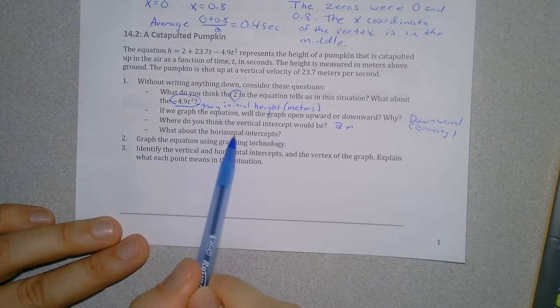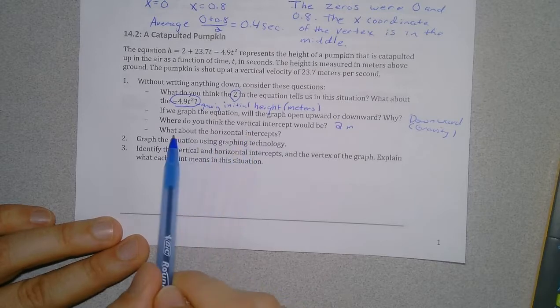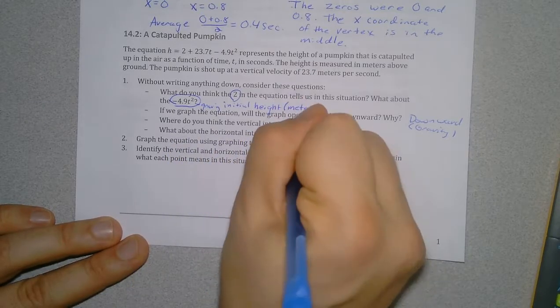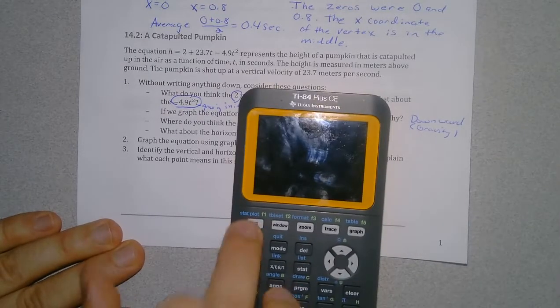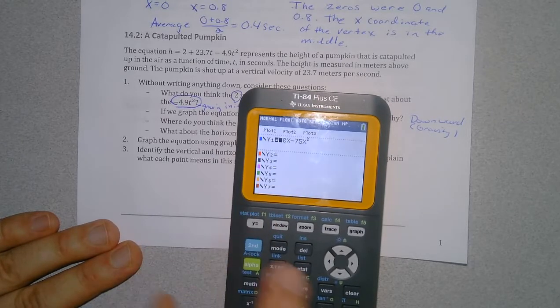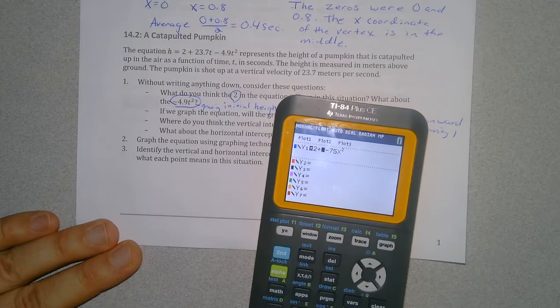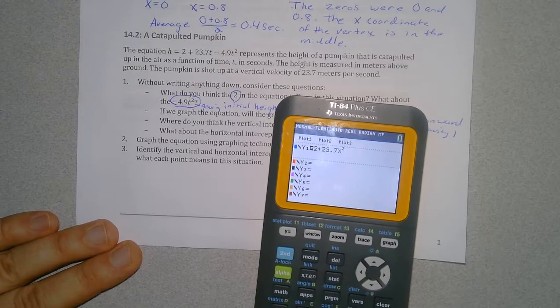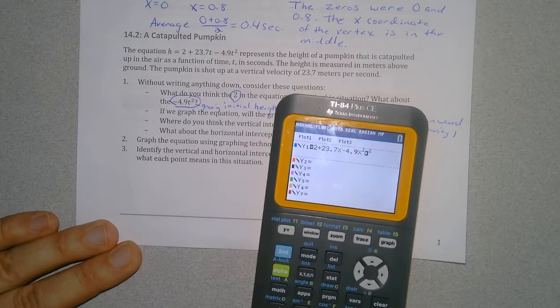What about the horizontal intercepts? I'm really not sure, so I'm just going to put a question mark. That's a wondering. So if I graph it, I can for sure find those. So that's what we're going to do. So we're going to change here to 2 plus 23.7x, and then minus 4.9x squared.